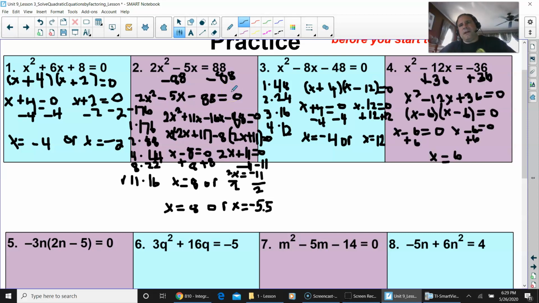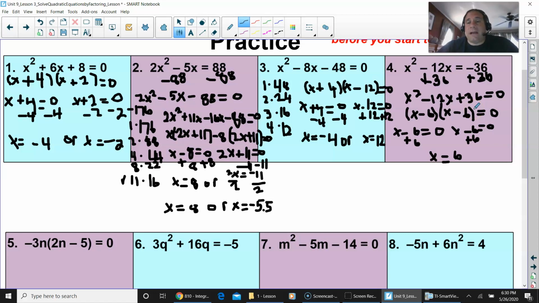All right, you add 36 on both sides. You have 8x squared minus 12x plus 36 equals 0. You need factors that multiply to positive 36 and add to a negative 12, and that is negative 6 times negative 6, so a negative 6 minus 6. All right, so those are your factors. That's why I put x minus 6 times x minus 6 equals 0.